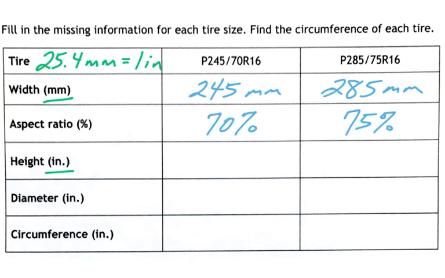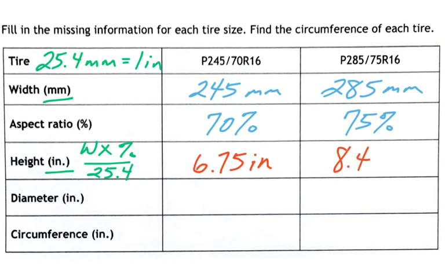When you're calculating the tire height, this is where you're going to have to convert to inches. So we're going to take the width times the percentage and then divide that by 25.4. So when we do that, we're going to get 6.75 inches for this first tire, and then we'll get 8.42 inches for the second tire.